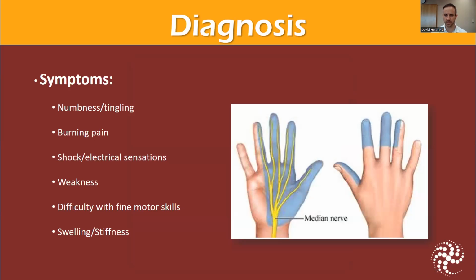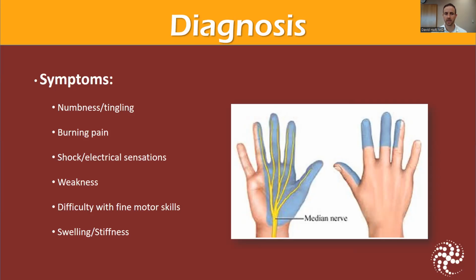Symptoms, probably most common is numbness and tingling. Classic is basically the thumb, index, middle finger, and generally half of the ring finger. There can be some overlap with some of the other nerves, but that's the classic pattern of numbness and tingling. People often get burning pain, classically in that same distribution, although it can spread throughout the hand or in different areas. A lot of people will describe these shock-like symptoms, an electricity type feeling in the palm and in their fingers.